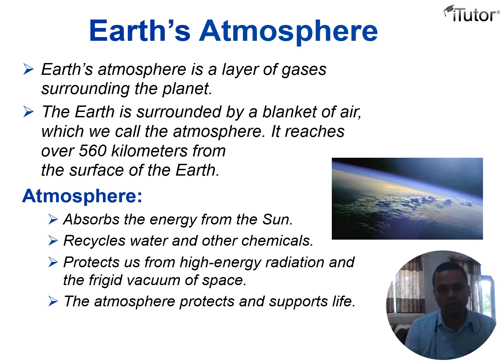So basically, the Earth's atmosphere is a layer of gases surrounding the planet. The Earth is surrounded by a blanket of air, which we call the atmosphere. It reaches roughly 560 to 600 kilometers from the Earth's surface.